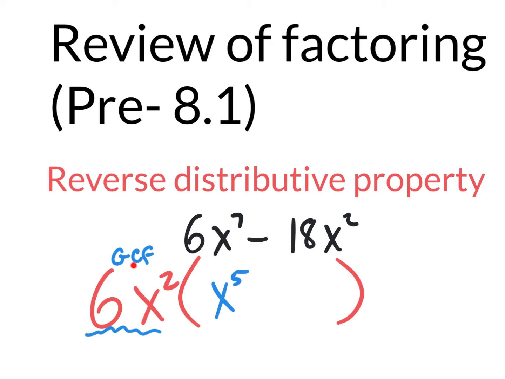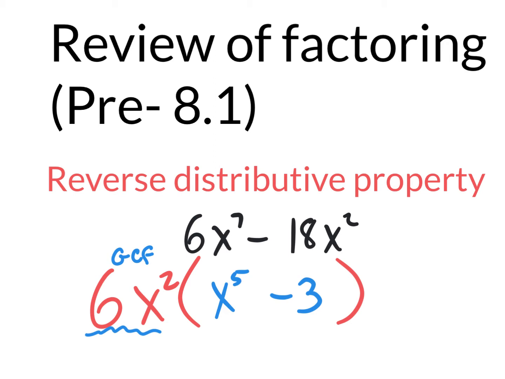How about over here? 6x squared times what will give us negative 18x squared? Negative 3, and that's it. And voila, we're done. We have factored. Okay? That's a really easy type of factoring. We're supposed to learn that back in Algebra 1, even before that, where you look at whatever's in common and pull that out. And again, you could pull out like a 2 from the 6 and the 18, but that's not the greatest. You could pull out the greatest common factor of 6x squared. All right, so that's one method of factoring, pulling out the GCF.